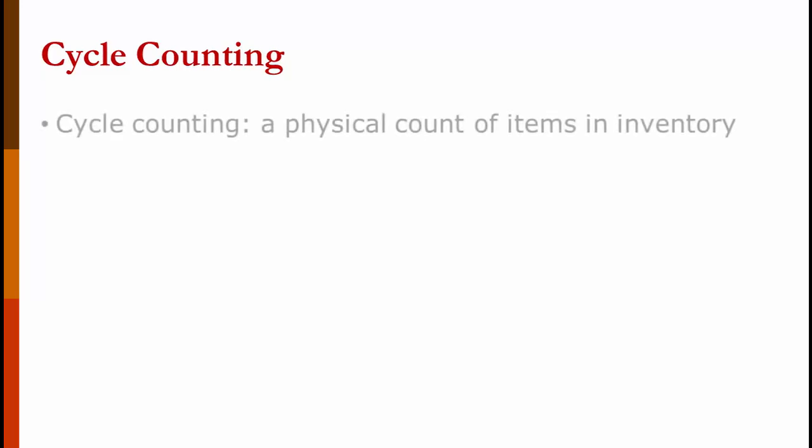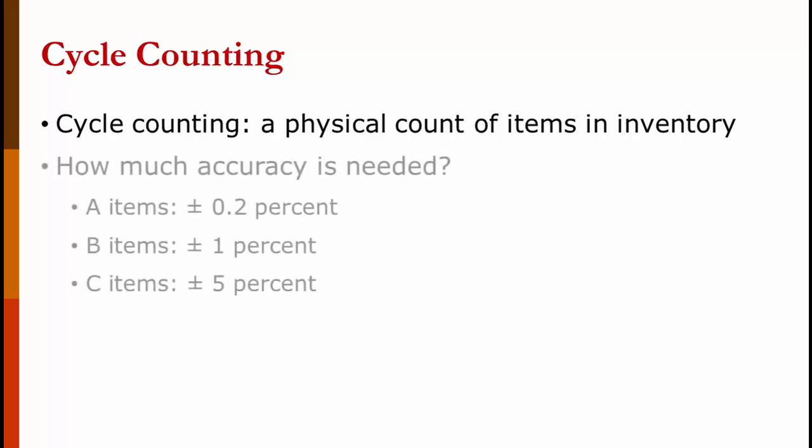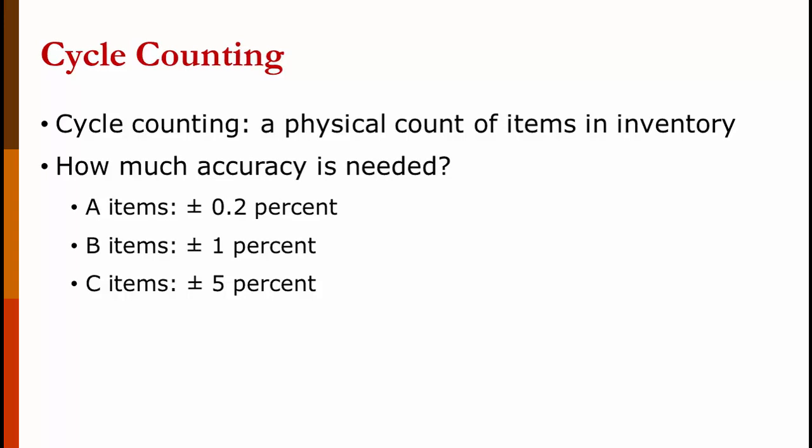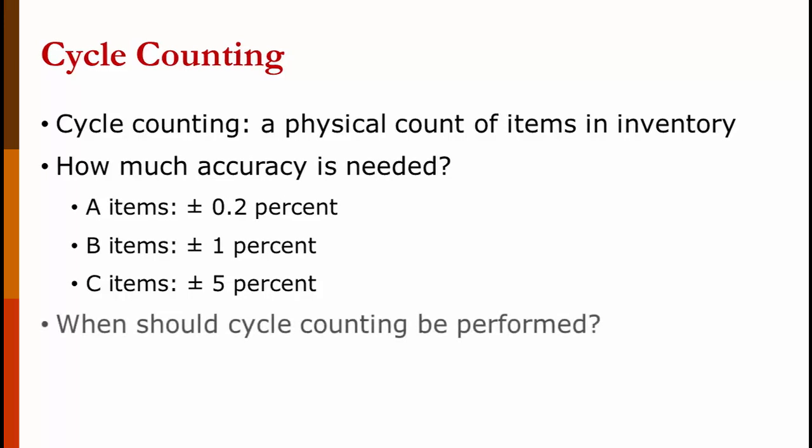Since we've talked about counting and truing up inventory, let's talk about cycle counting. Cycle counting is a physical count of the items in inventory on a regular, reoccurring cycle. Typically, you want higher levels of accuracy for A items, less for B, even less for C. Now, the issue is when should cycle counting be performed? A items are going to be counted most frequently. C items are going to be measured less frequently. B items will be somewhere in the middle.